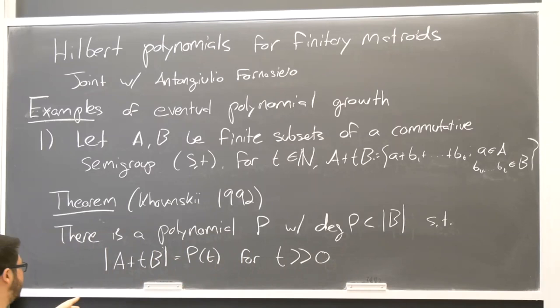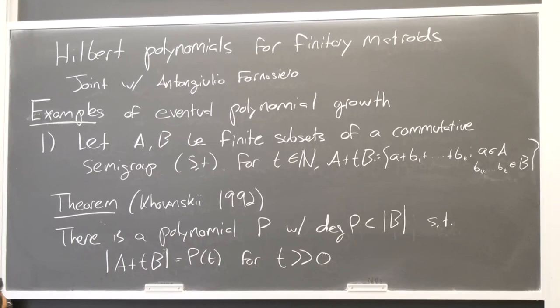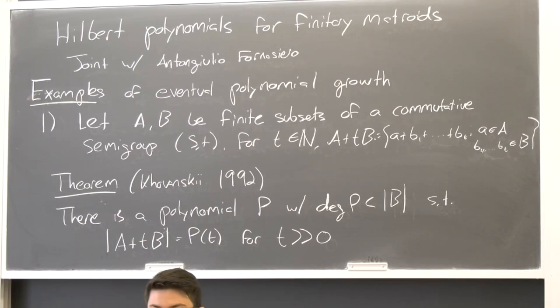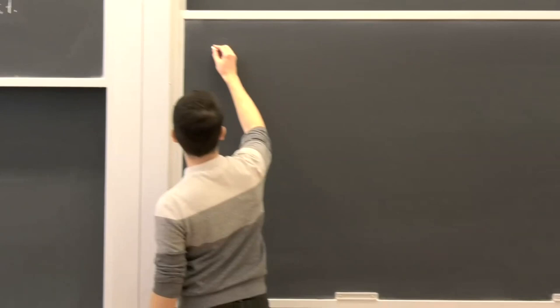So if you think about these sets living inside of a commutative semigroup, it's maybe not so unbelievable that their size is bounded by a polynomial, since the semigroup is commutative. But it's fairly remarkable that it actually is given by a polynomial from some point onward. So that's the first occurrence of this phenomenon. Khovanskii's proof of this goes back to the second occurrence, which is really the fundamental occurrence, which is the Hilbert polynomial.